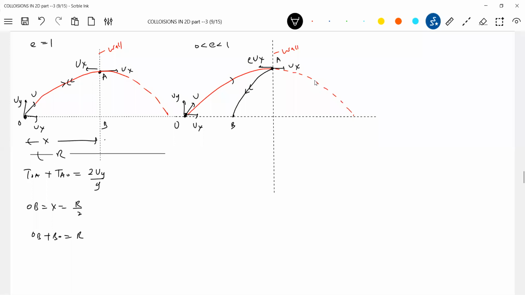Now in this case, what is the total horizontal distance traveled by it? And we know this is R by 2. Is OB plus BC equal to the range? OB is R by 2. What about BC? BC is less than R by 2. So with this, what you can say is the horizontal distance will be less than the range.